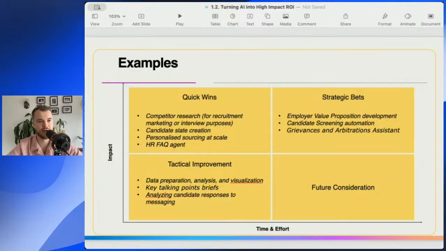You just go on to Copilot and you click Create Agent. Let me know if you need help with that. And then people can ask it questions.